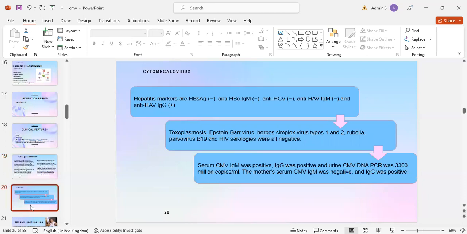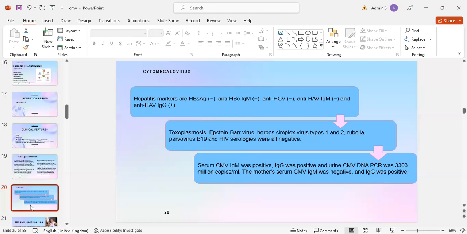Hepatitis markers, HBsAg, anti-HBc IgM and anti-HCV were all negative. Anti-HAV IgM was negative, and anti-HAV IgG was positive. Toxoplasmosis, Epstein-Barr virus, herpes simplex virus 1 and 2, rubella, parvovirus B19, and HIV serology were all negative.